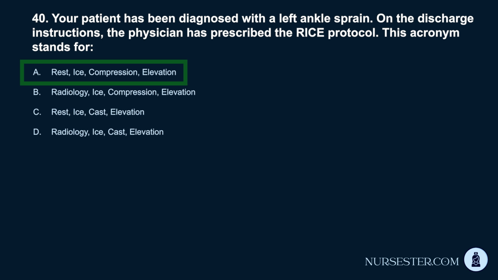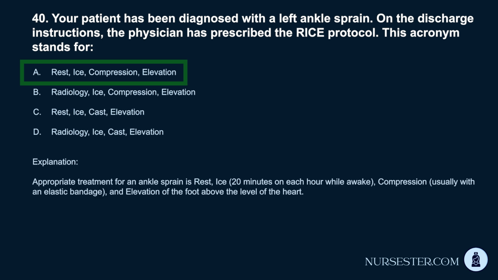Rest, ice, compression, elevation. Appropriate treatment for an ankle sprain is rest, ice, 20 minutes on each hour while awake, compression, usually with an elastic bandage, and elevation of the foot above the level of the heart.